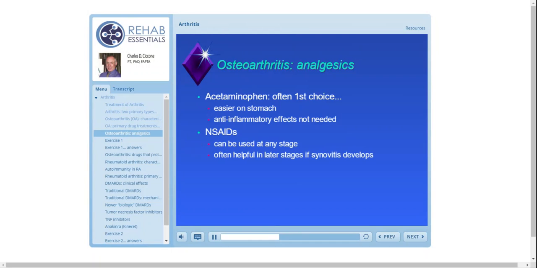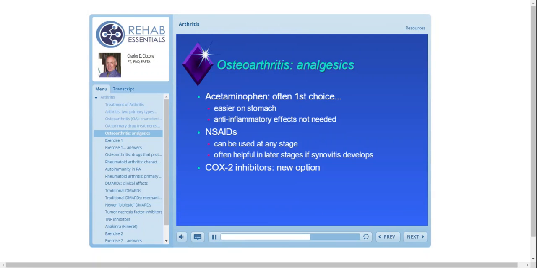The other major option are the NSAIDs. Again, these were addressed in Part 2 of the Treatment of Pain and Inflammation in this course. They can be used early in the course of osteoarthritis or any other stage, well into the advanced stages, especially in the later stages when there is some degree of inflammation. NSAIDs are different from acetaminophen, of course, because they do produce good analgesic effects. At the same time, they produce anti-inflammatory effects, and the name tells you that, non-steroidal anti-inflammatory drugs. So these are a mainstay for most people with osteoarthritis.